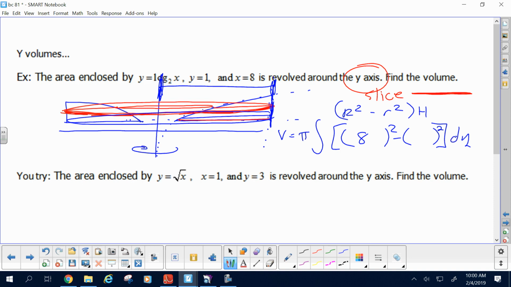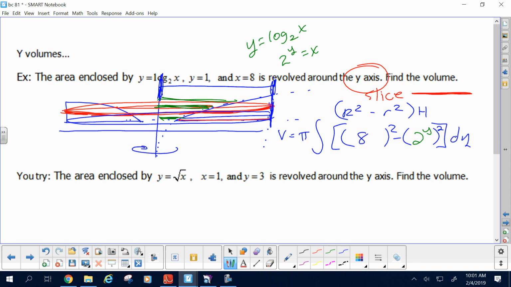Little r is the radius of the missing hole. Is little r constant or varying? Varying. Okay, right minus left. The right side seems to be the curve, so the function. But the function needs to be put in y terms. If we put the function in y terms, what is this in y terms? x equals 2 to the y. So little r is the curve, but in y terms, so it's 2 to the y quantity squared.